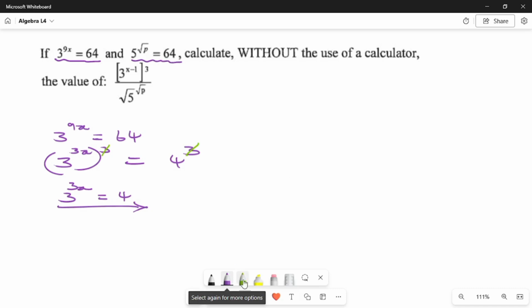So I'll write the following expression in a different color. What we have now is 5 to the power of root p is equal to 64. Let me tell you something. What you need to know is when we are working in algebra, if we do something on the left hand side and we do that same thing on the right hand side, then it will not affect the equation. Let me show you what I mean.